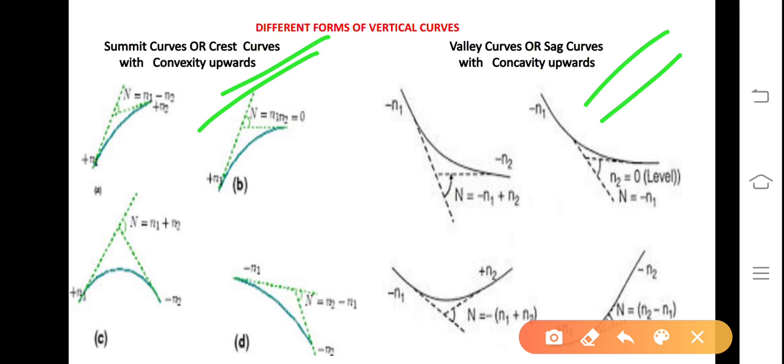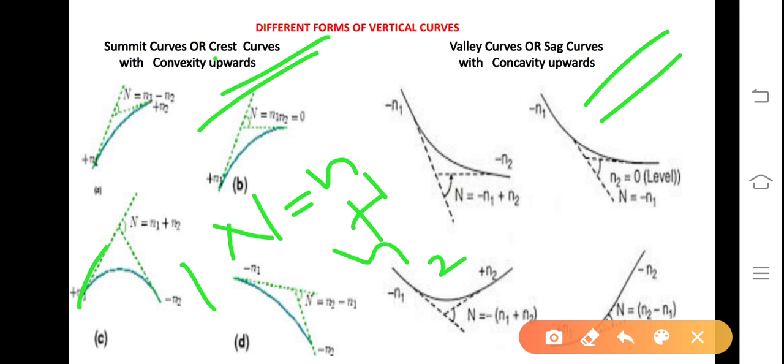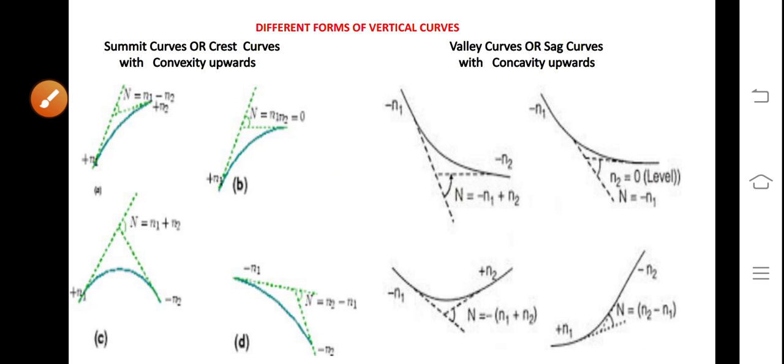Here n1 is the positive gradient, n2 is also positive gradient. Therefore, deviation angle N is equal to the algebraic difference between the two grades, n1 minus n2. Here one is positive gradient, another one is negative gradient. Therefore, maximum deviation angle can be obtained. N is equal to n1 minus of minus n2, that is nothing but N is equal to n1 plus n2. Okay. This is the third case.